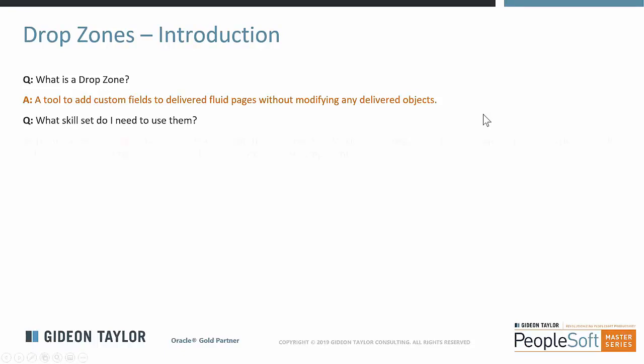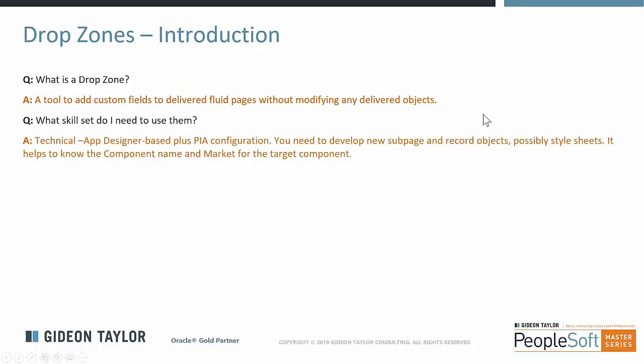The skill set that you need is technical. This is a technical task. There are App Designer based steps plus a PIA configuration step. You'll need to know how to develop a new subpage, record objects, possibly style sheets, and you need to know the component name and market for the target component that we're applying the drop zone to.